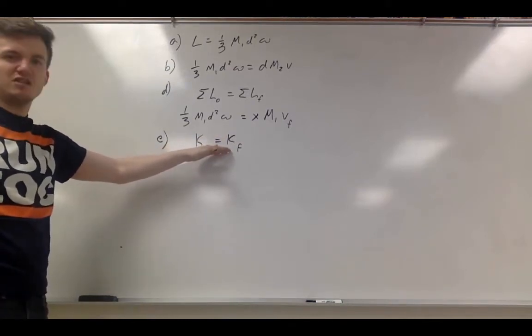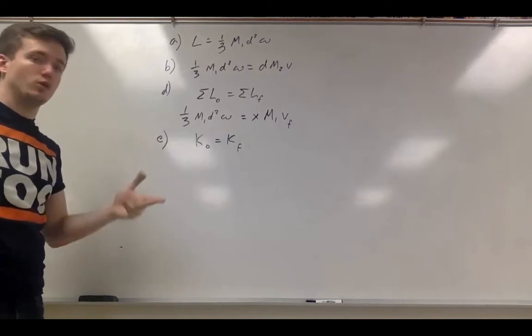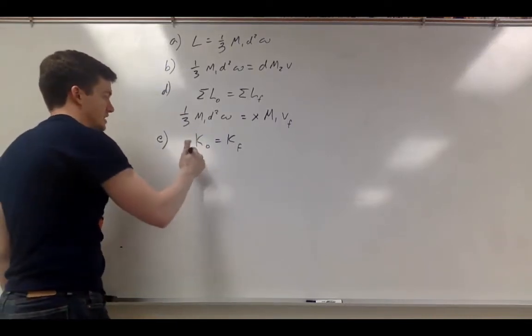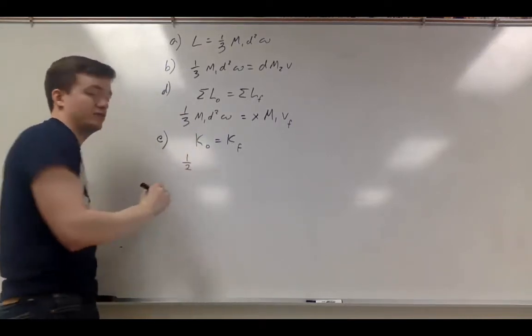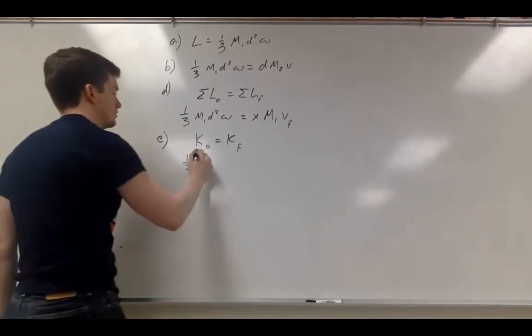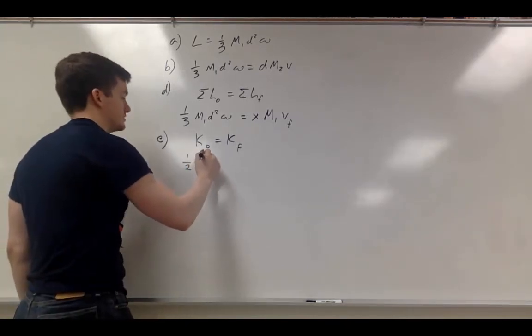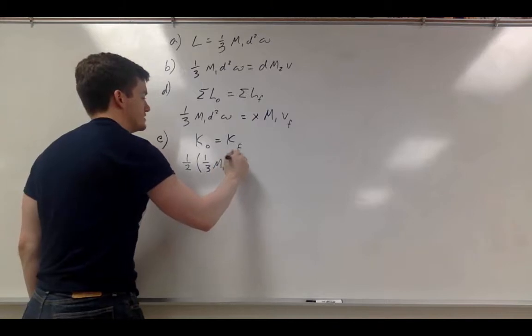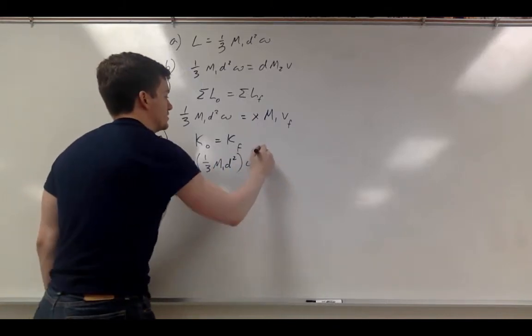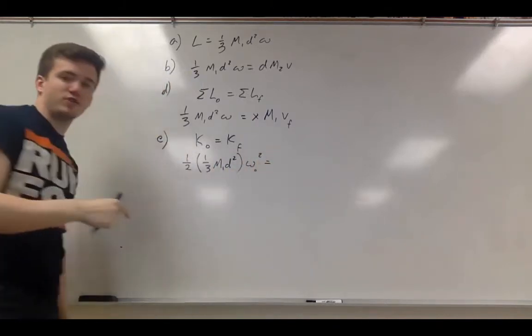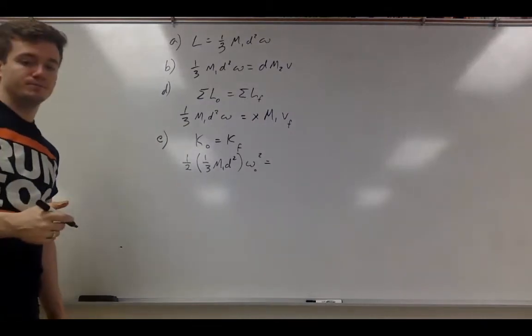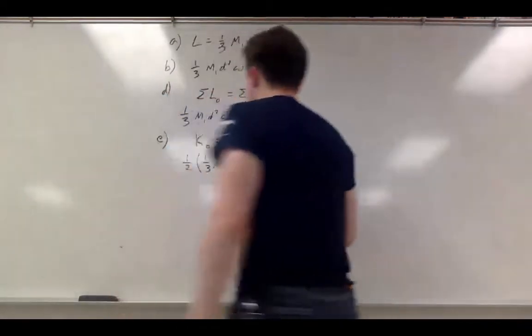But we think that this is true, so we're going to start here and then see if it works. So this, again, we have 1/2 I omega squared. This is still 1/3 m1 d squared times omega initial squared. That was 1 point for getting the initial right. And then, actually no, excuse me.